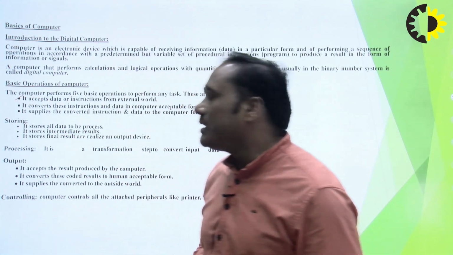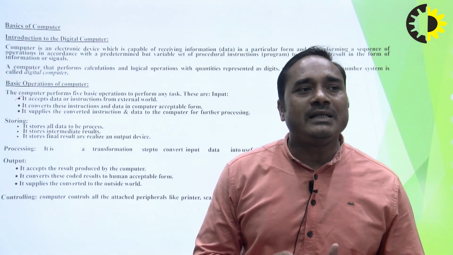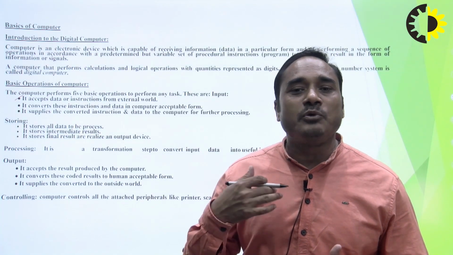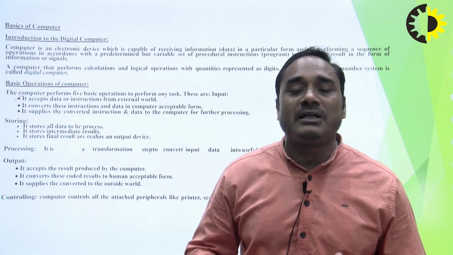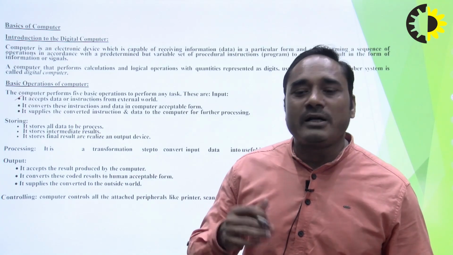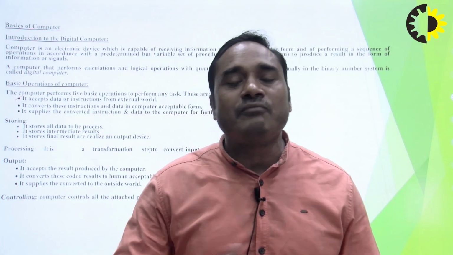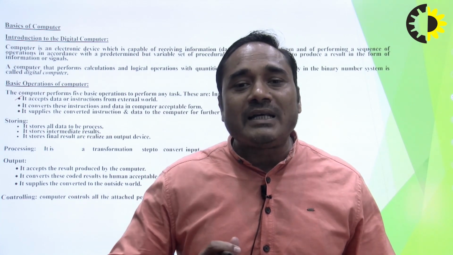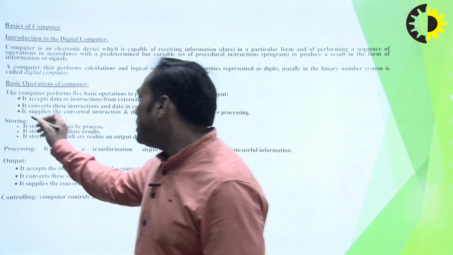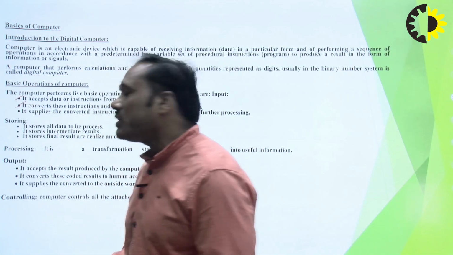The second point is that it converts the instructions and data into computer acceptable form. Which type of data the computer accepts is important, because if you transfer the data in a different form, the machine is not going to understand it, and then the machine will not convert the actual data you want to process. So, this is very important in the second point. Now, let's move to the third point.